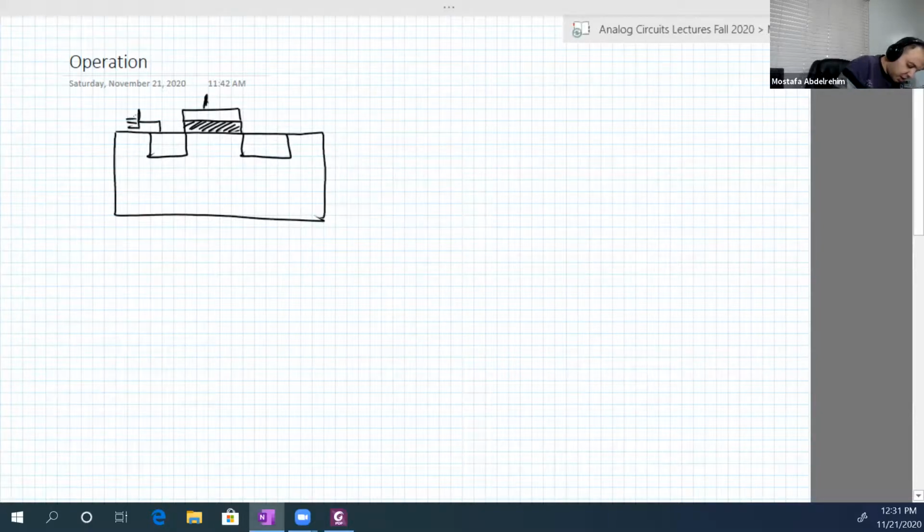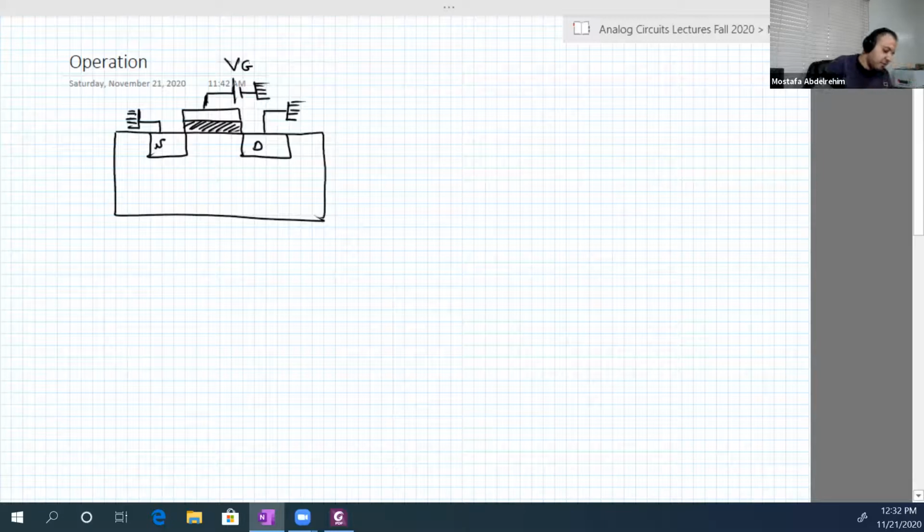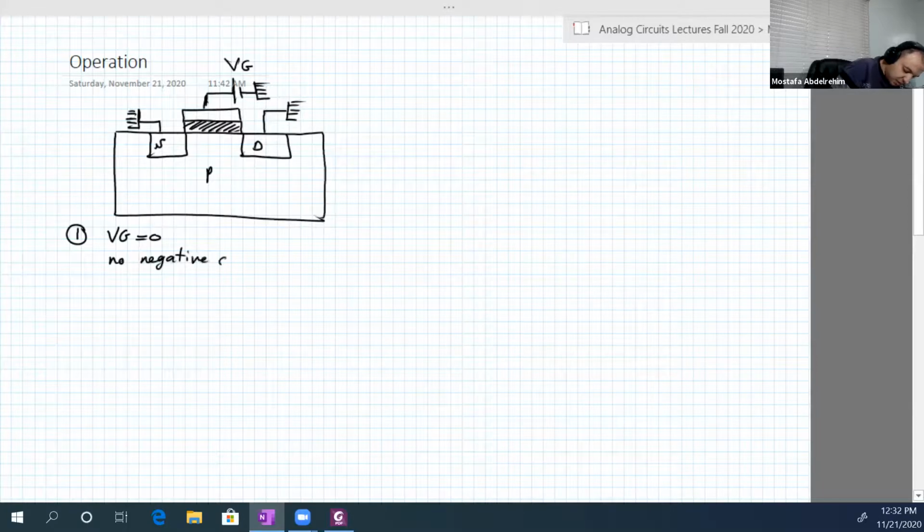So we connect the source to ground. We connect the drain also to ground. And you put a battery VG here at the gate. So, number one, when VG is just equal to 0, this will be just a p-type and that's it. So, no negative charges are seen between the source and the drain.